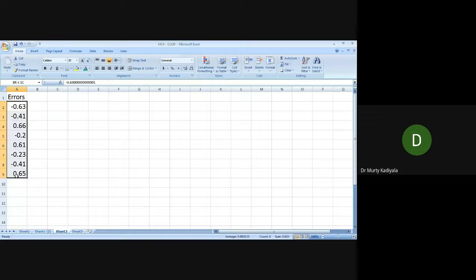What should be the total error? Zero, sir. 0. Correct? Due to rounding issues, you may get some value, but theoretically it should be 0. And you will get it, of course.